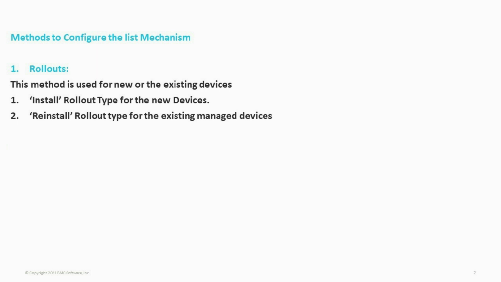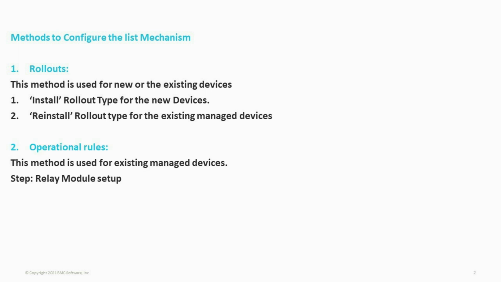We can use this method to configure the existing managed devices as well. In this case, the rollout type should be set to reinstall. Another method is the operational rules, which is mainly used for the existing managed devices. The operational rules step that will be used here is relay module setup.